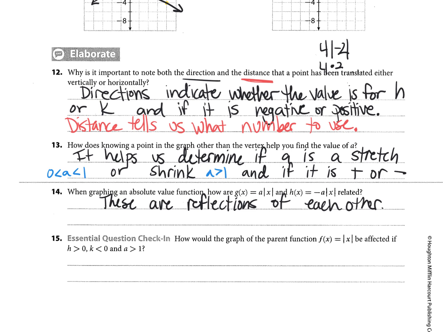How would the graph of the parent function be affected if h is bigger than 0, k is less than 0, and a is greater than 1? If h is bigger than 0, that means it's going to shift to the right. Remember, positives are to the right, negatives are to the left. If k is less than 0, that is going to shift down because it's a negative number. And since a is greater than 1, it is going to be a shrink.